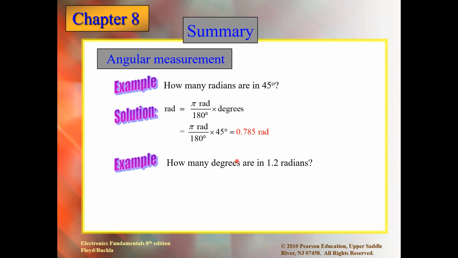How many degrees are in 1.2 radians? Again, it's simple. You can just put in the formula 180 over pi and put there the number of radians. You will get an answer of about 69 degrees. So they are simple, but you need to memorize the formulas.